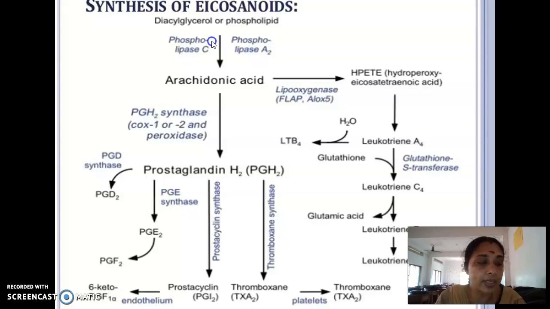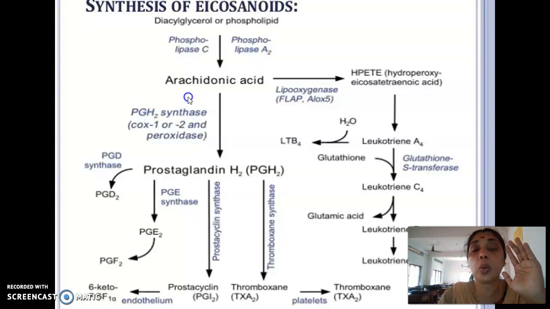So once the arachidonic acid is released, what happens to it? This arachidonic acid will be acted upon by an enzyme. The pathway is known as the cyclooxygenase pathway. We are going to study the synthesis of prostanoids. So if it is the cyclooxygenase pathway, then prostanoid synthesis happens. Prostanoids include prostaglandins, prostacyclins, and thromboxanes. The cyclooxygenase pathway involves a very important enzyme known as PGH synthase, prostaglandin H synthase, also known as PGHS.